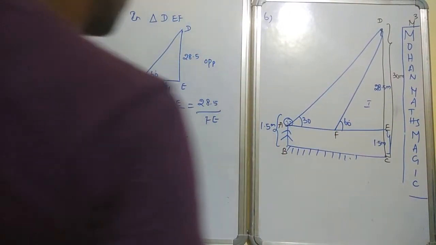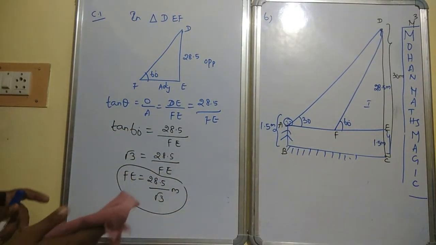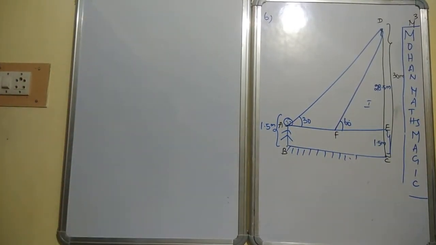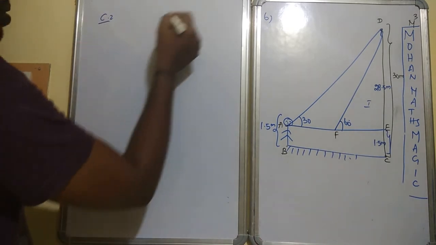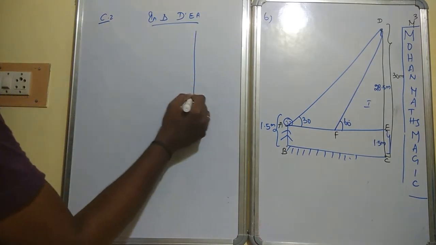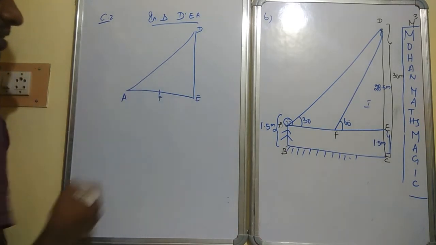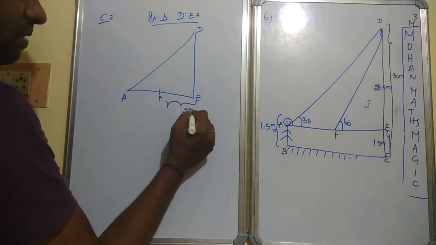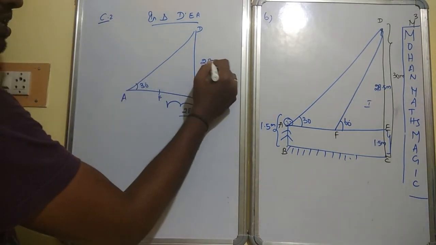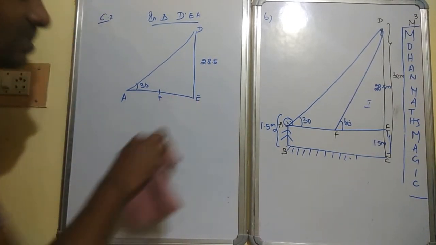Now if I move on to case 2, I'm not rubbing the first diagram, I'm rubbing the second diagram. That is DEF, I completed. Case 2: I will take triangle DEA, and the center I will mark as F, because FE I found now as 28.5 upon root 3. Keep it aside. Now the angle is 30 and this one is 28.5. I will keep it as it is.